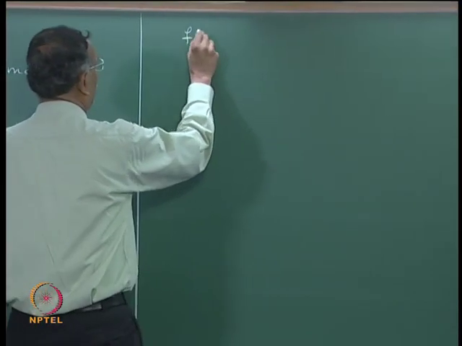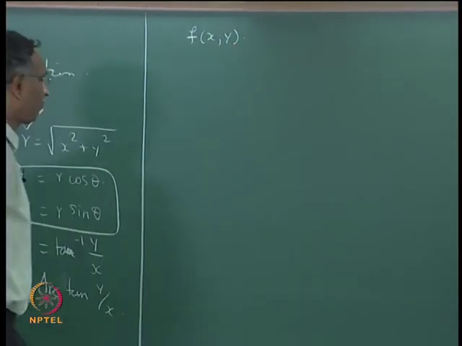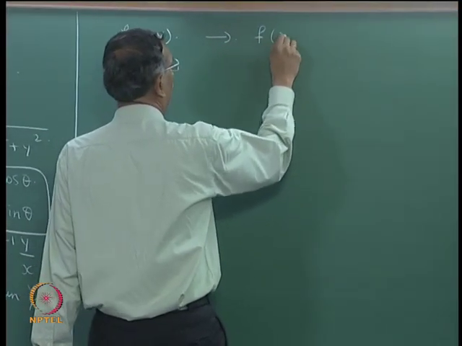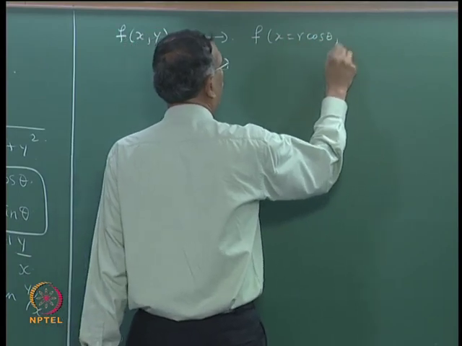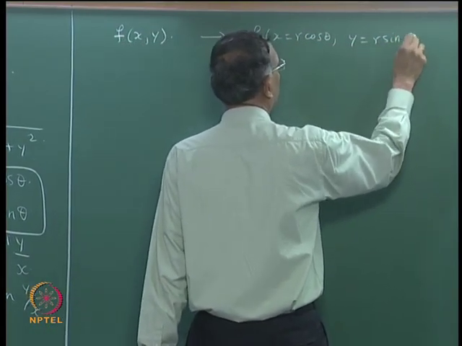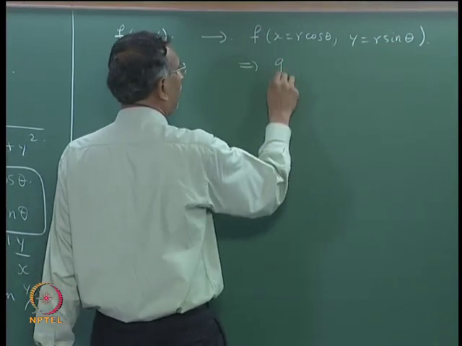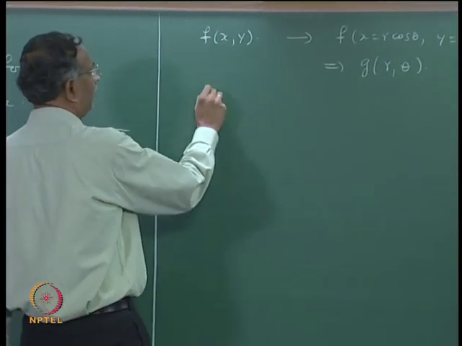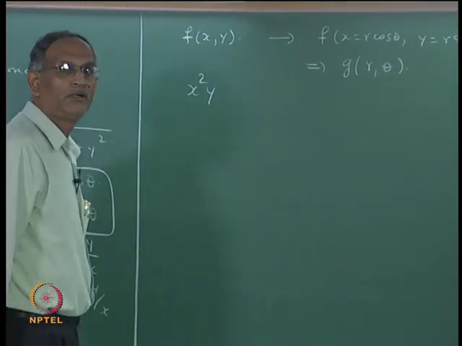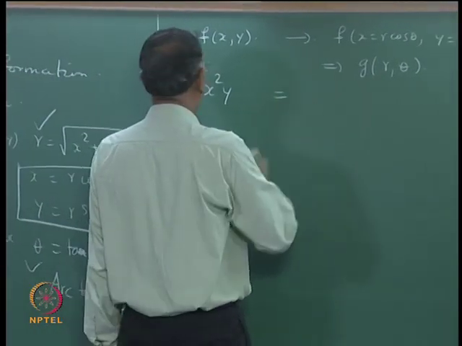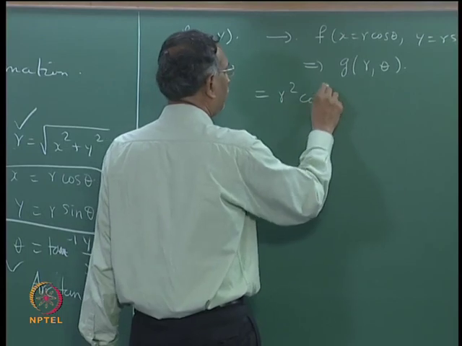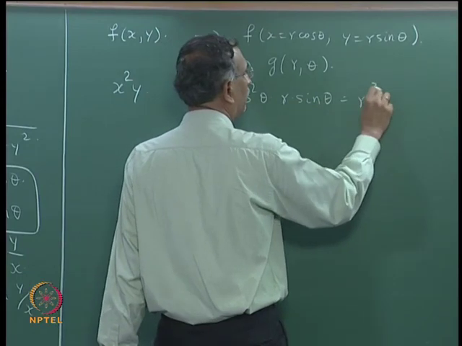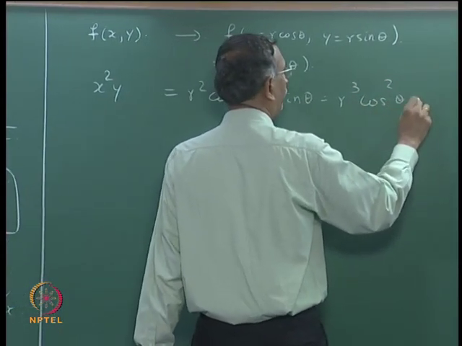If any function is expressed in terms of x and y and we want to change that to x is equal to r cos theta, y is equal to r sin theta, the functional form will be slightly different and we will write that as g of r, theta. An example of that is say x square y. If we do that, then x square is r square cos square theta, times r sin theta, which is r cube cos square theta sin theta.